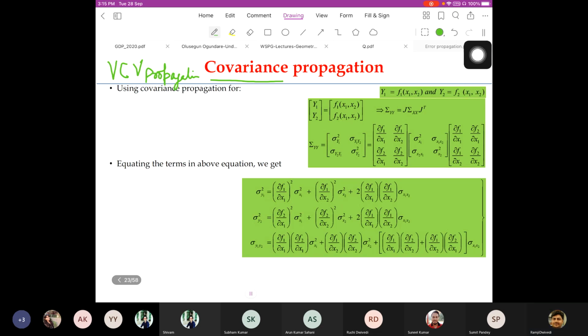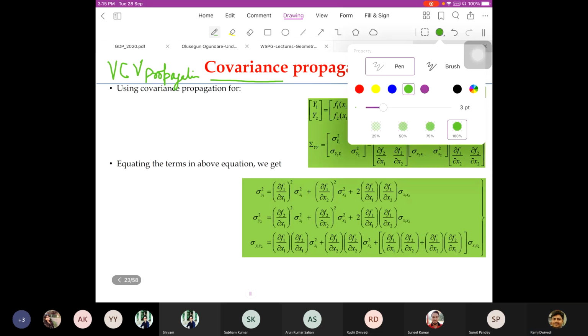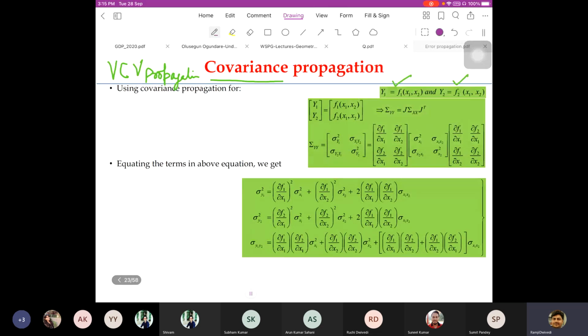Covariance propagation: y1 is a function of x1, x2, and y2 is a function of x1, x2. So we try to form, just like in the previous lecture, where I told you there was a clear case. You have theta, you have d. One was asking about h, and if somebody was asking about t, this height, you could write two equations. T is equal to d sine theta, and another equation is h is equal to d cos theta.